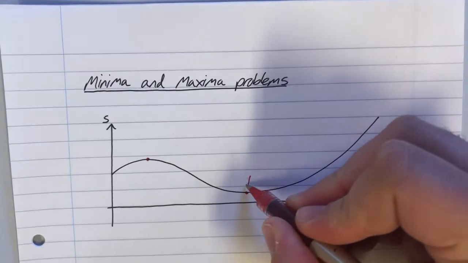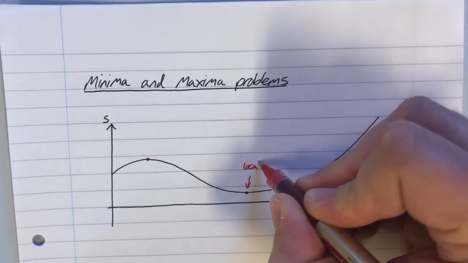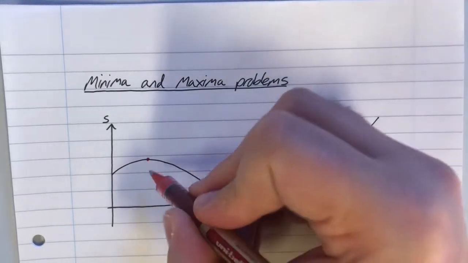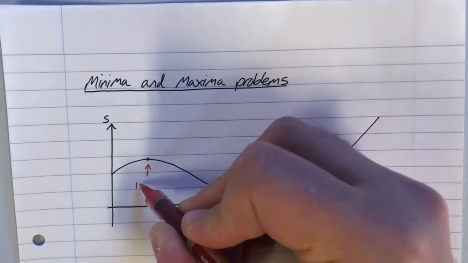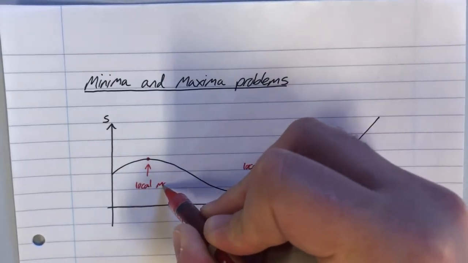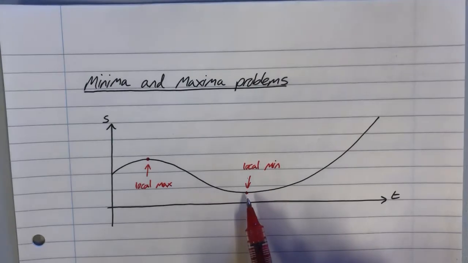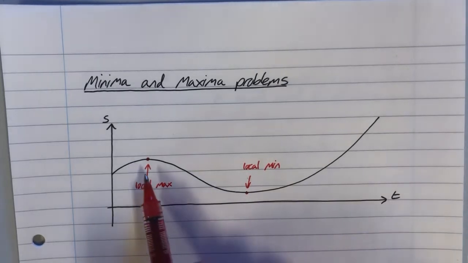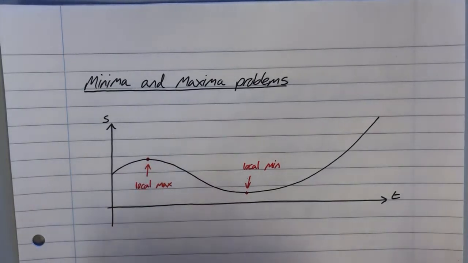So this one here is what we would call a local minimum, and this point here is what we would call a local maximum. It's a local minimum because if you're at this point and you move either side to the left or to the right, then you're going to go up the curve. So it's a minimum. And at this point here, if you start at this point but move left or right, then you'll go down. Therefore, it's a local maximum.